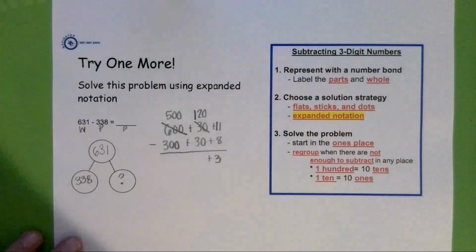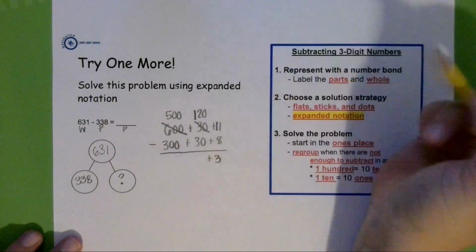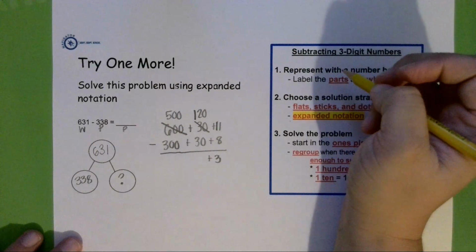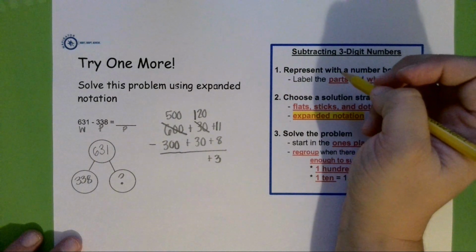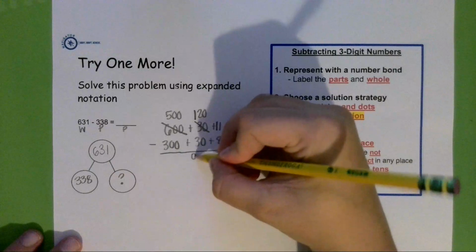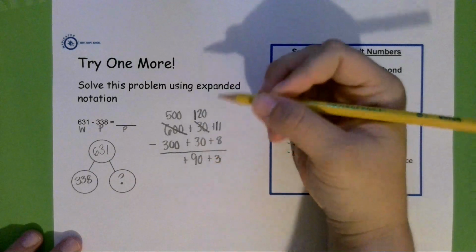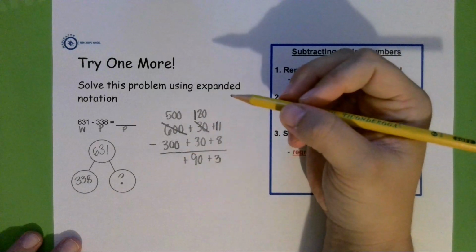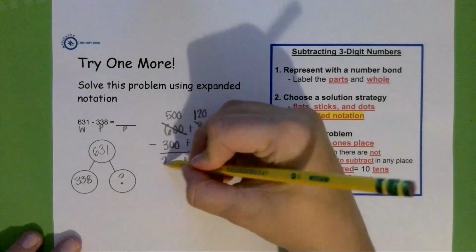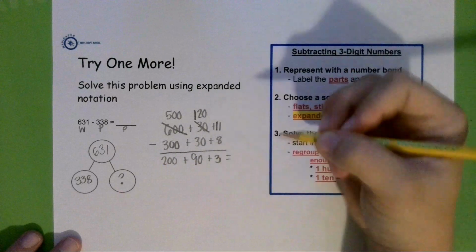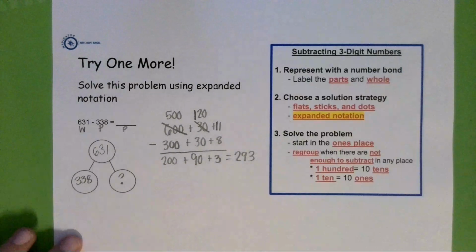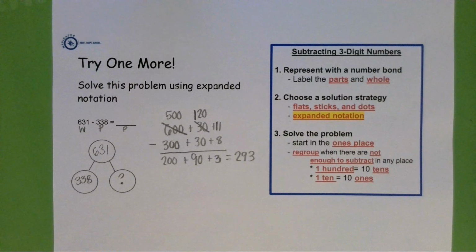Nice work. Let's subtract 120 minus 30. Say your answer out loud. I bet you said 90. And you're right. Now let's subtract the hundreds. 500 minus 300 is? Good, 200. So what's our missing part? Right, 293. Nice work solving using expanded notation and showing regrouping in both places.